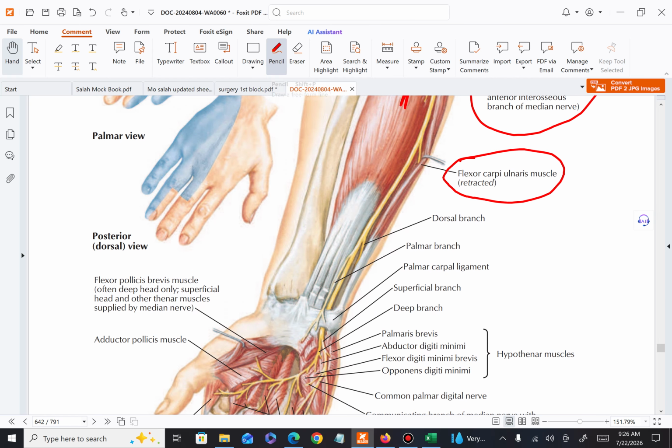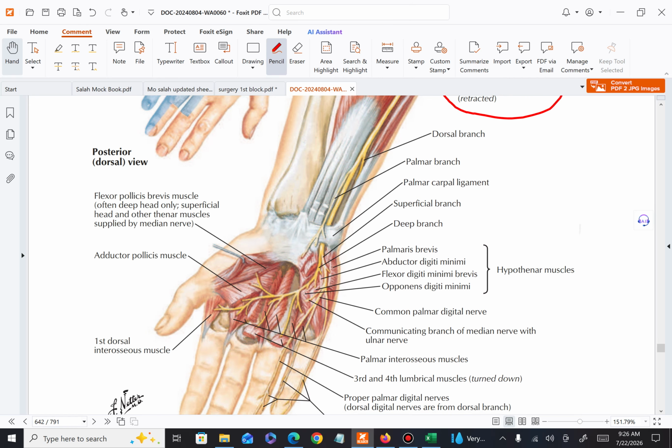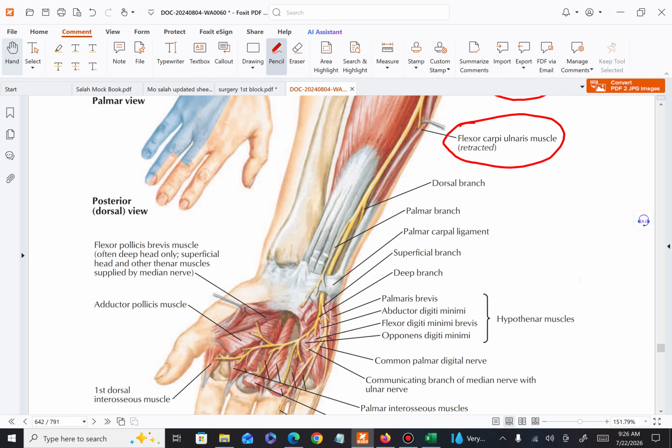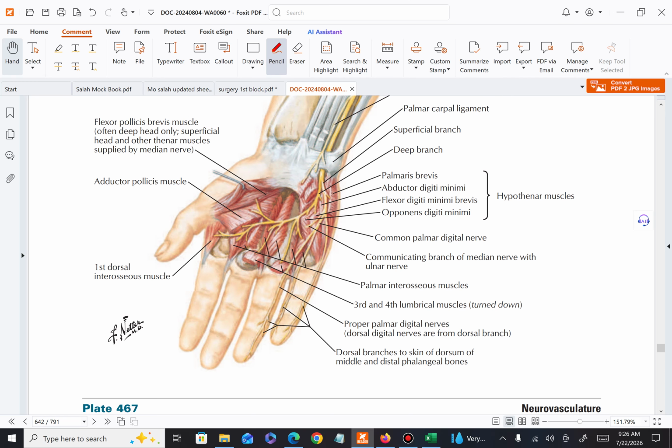So 1.5 muscles in the forearm are supplied by the ulnar nerve, while in the hand, after passing superficial to the flexor retinaculum and deep to the palmar carpal ligament, it divides into a superficial branch and a deep branch. This is the deep branch and this one is the superficial branch, and then it supplies all the muscles of the hand.